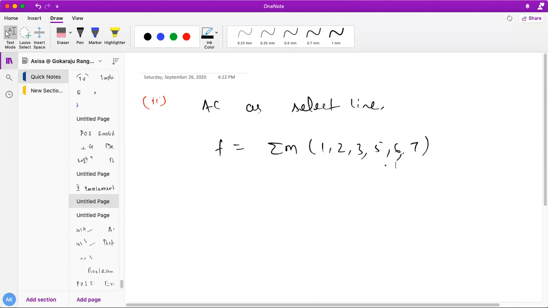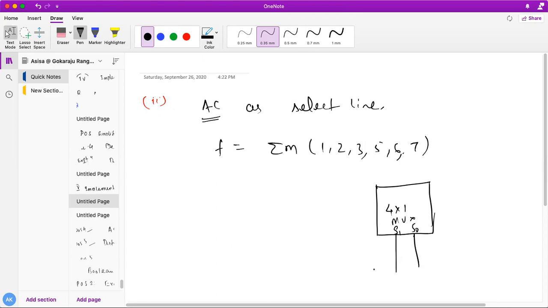Obviously you can see it's already given to me that AC is the select line. So let's say this is the mux after implementation, my 4:1 mux. Here 4:1 mux means these are the two select lines S1, S0, and the AC select line is given already, and this is the function to be implemented here. Obviously, there are four inputs I0, I1, I2, and I3.